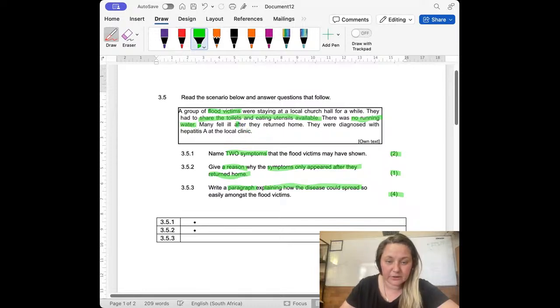Okay. Many fell ill after they returned home. I know. Okay. After they returned home. They didn't get sick immediately, only later. That means that there was a time period between when they were infected and when they showed symptoms. Now, we call that period the incubation period. And then lastly, they were diagnosed with hepatitis A. That's very important. So let's now start with answering the questions.